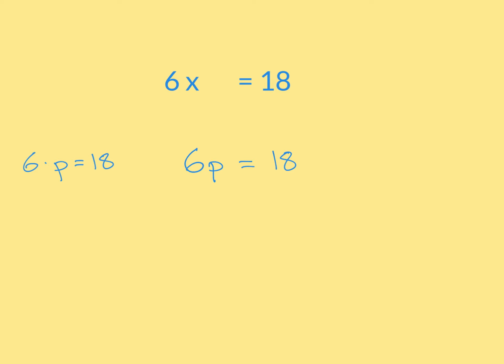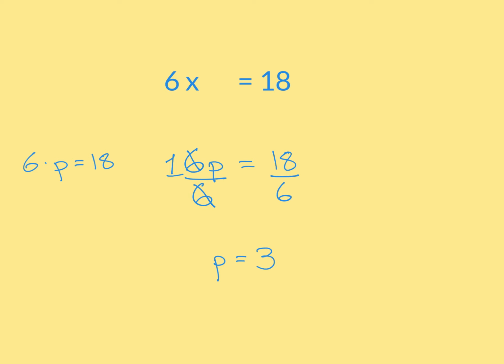Now, to find this, I want to know what 1p is equal to. So, to find 1p, what I do in this case is divide by 6. What is 6 divided by 6? 6 divided by 6 is just equal to 1. Now, whatever I do to the left side, I must also do to the right side. 18 divided by 6 equals 3.